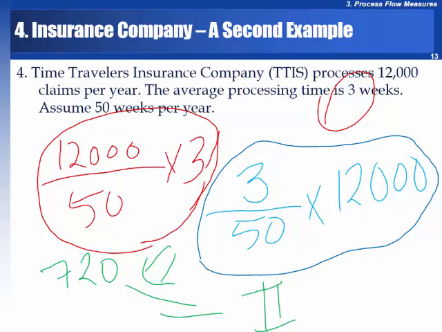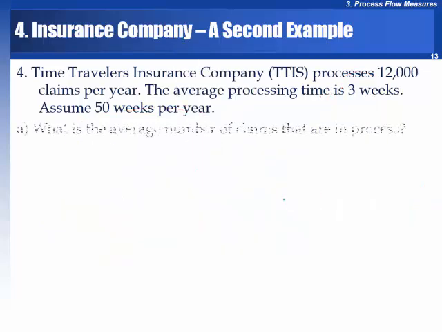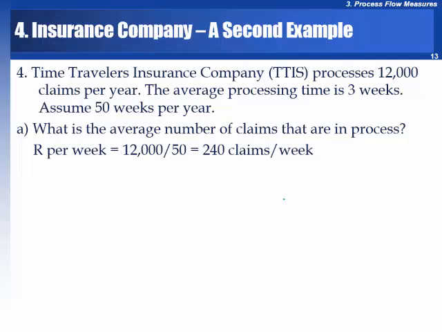Correct? So on average, there are 720 flow units inside the system. Correct? Throughput, 12,000 divided by 50, which is 240 claims per week. R times T is equal to I. Throughput is 240. T is 3. Therefore, there are 720 claims waiting. Any question?